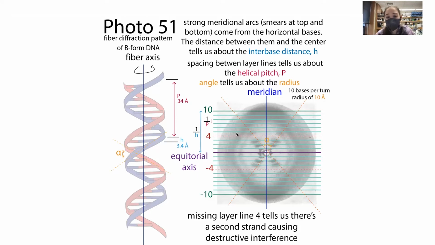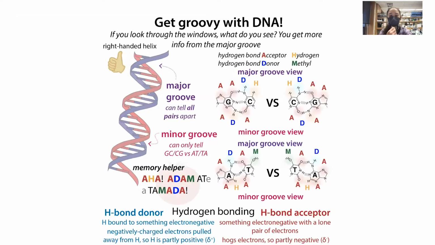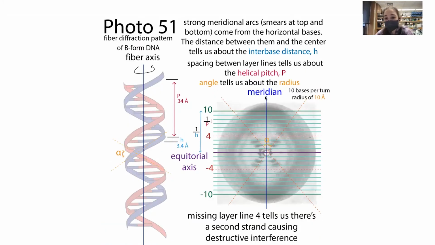We also have the information that we have the double helix with this offset of 3/8, thanks to the missing fourth layer line. The pitch was 34 angstroms. So if you take 3/8 of 34 angstroms, you get a shift of 12.75 angstroms. This tells you the offset between the two strands, and because of this offset, we get the major groove and the minor groove of the DNA. So now let's talk about a couple other things we can learn from this.